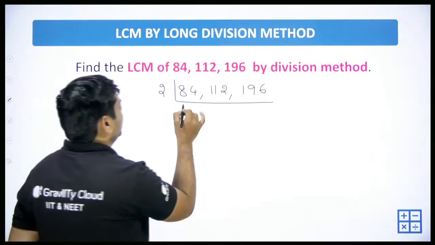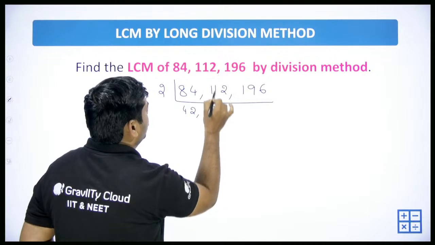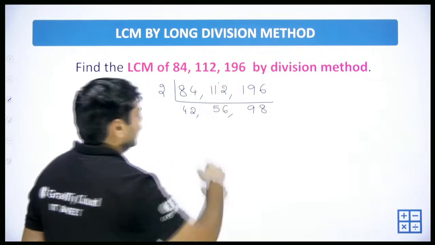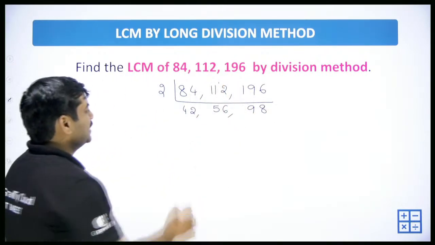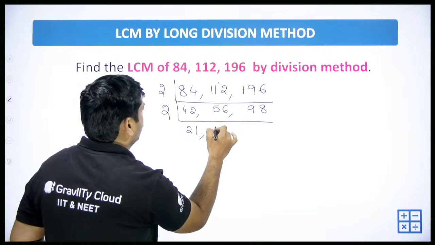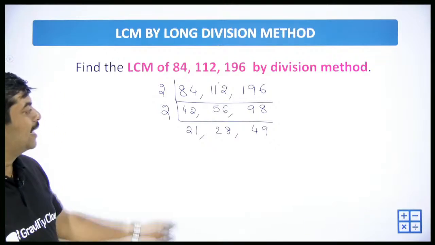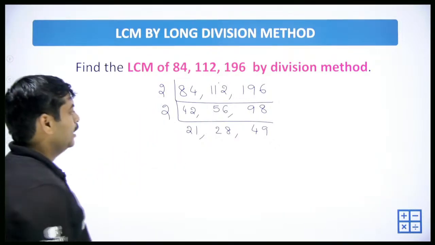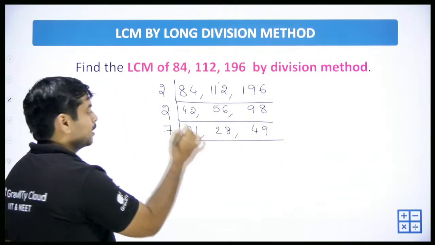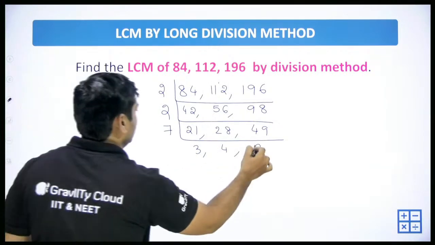So 2 42s are 84, 2 56s are 112, 2 98s are 196. Once again, we can go with 2. 2 21s, 2 28s, 2 49s. Now carefully observe, we can directly divide with 7. As all the numbers are multiples of 7, and 7 is itself a prime number: 7 threes, 7 fours, and 7 sevens. It is again 7 into 7.